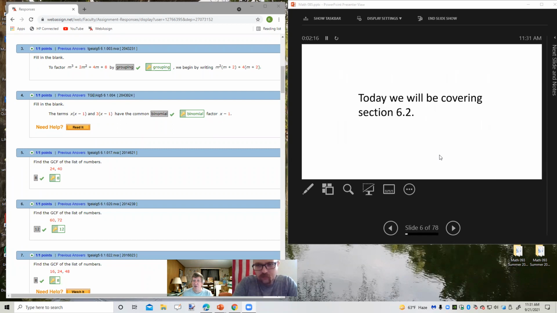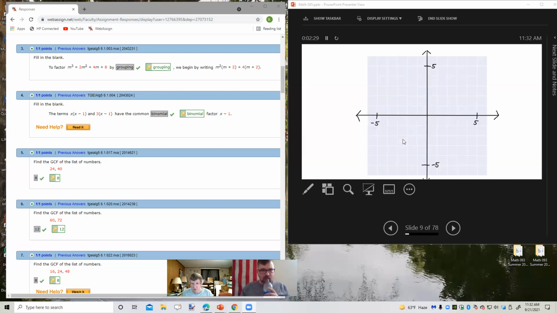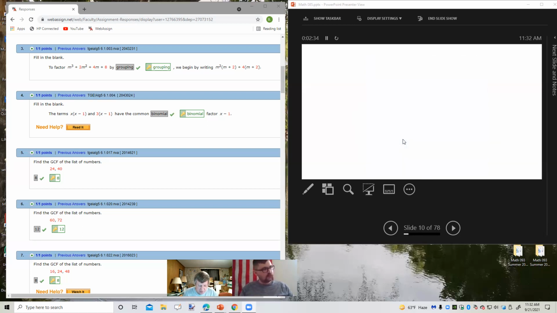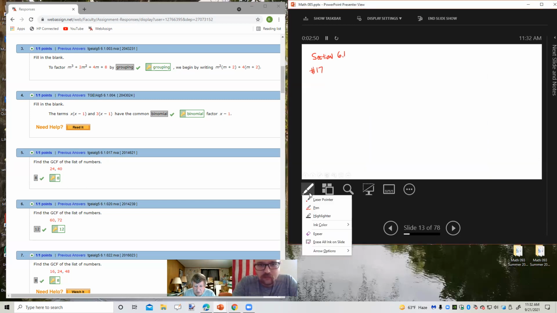All right, so eventually today we're going to go on to section 6.2. But before we do, I have some questions from a student. So we're going to take a look at those, which is why I've got WebAssign up there. Let's go to a blank page here. This is from section 6.1, and we're going to take a look at number 17. I'm going to change the color because I think black shows up better than red does.